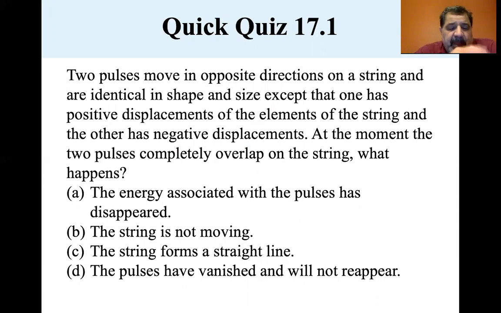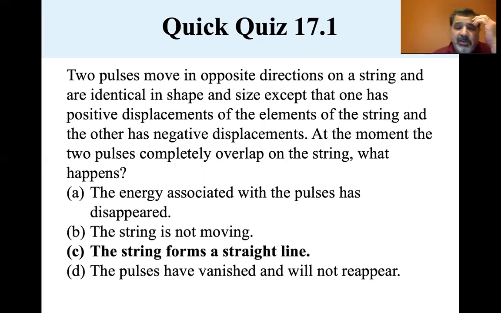The energy associated with the pulse has disappeared. The string is not moving. The string forms a straight line. The pulses have vanished and will not reappear. Well, the only one of those that is true is C. The string forms a straight line because it's y1 plus y2.